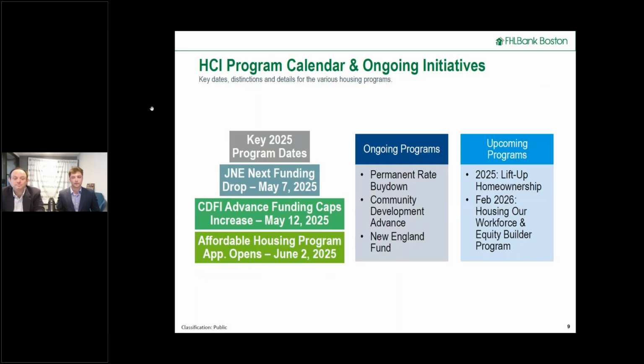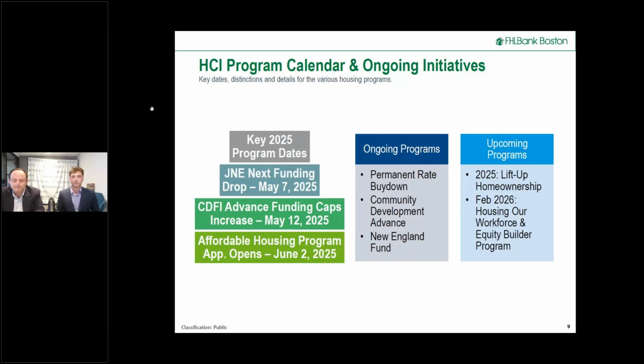The next Jobs for New England funding drop is on May 7th. The program is currently open and there's still funding available from the March 5th drop. So make sure to apply to take advantage of those funds because they do go quickly. The CDFI advanced funding caps increase on May 12th, making even more funding available on a per member basis. And the Affordable Housing Program opens on June 2nd, and there is a members only webinar for that program on May 20th.